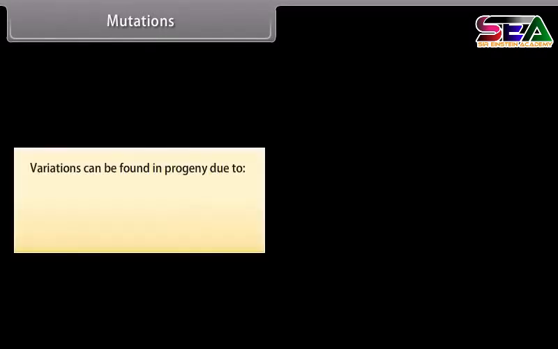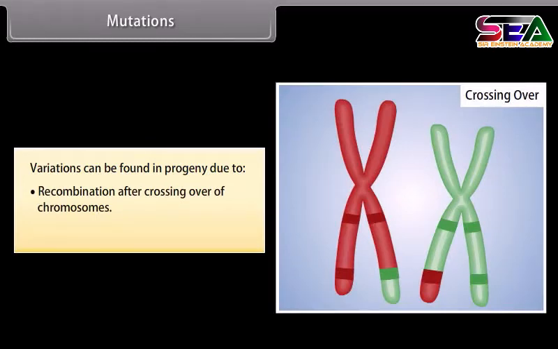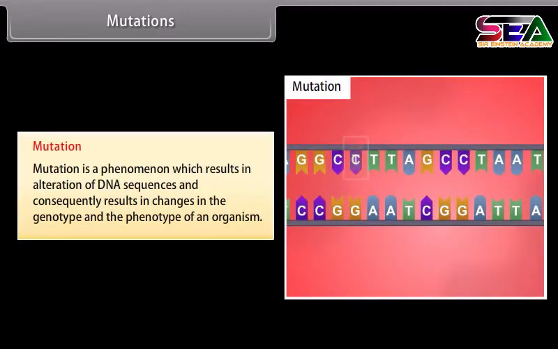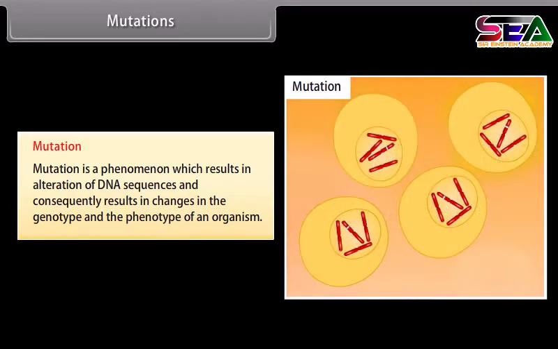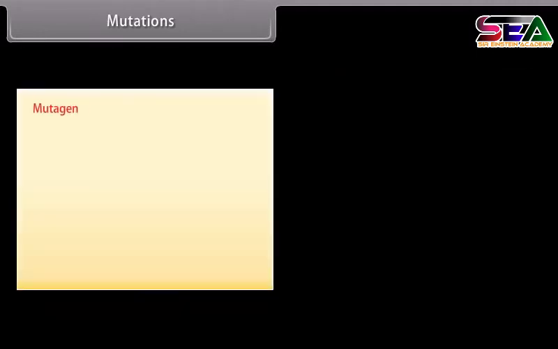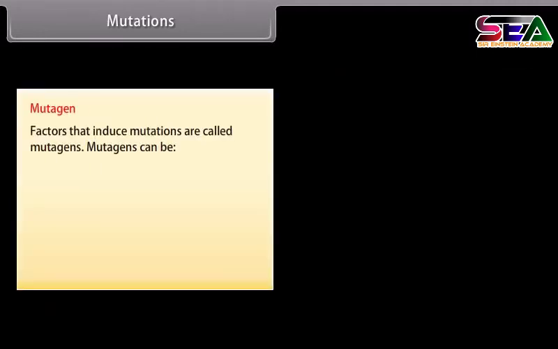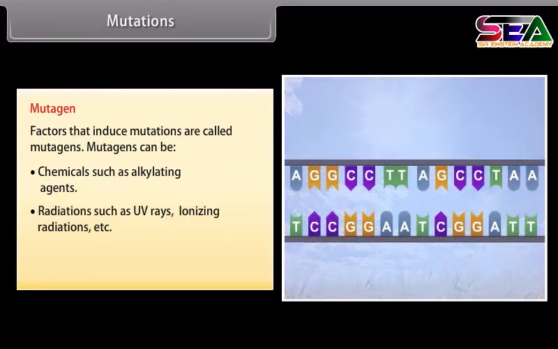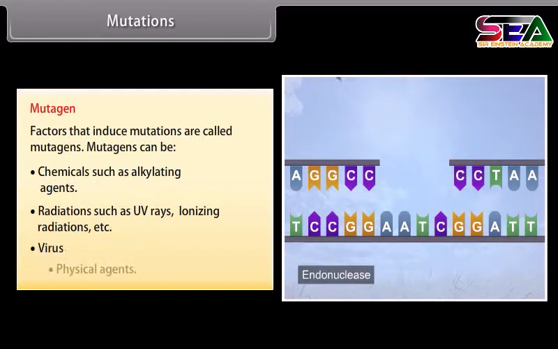Mutations. Variations can be found in progeny due to: number 1, recombinations after crossing over of chromosomes; number 2, mutations. Mutation is a phenomenon which results in alteration of DNA sequences and consequently results in changes in the genotype and the phenotype of an organism. Mutagen. Factors that induce mutations are called mutagens. Mutagens can be chemicals such as alkylating agents, radiations such as UV rays and ionizing radiations, viruses, and physical agents.